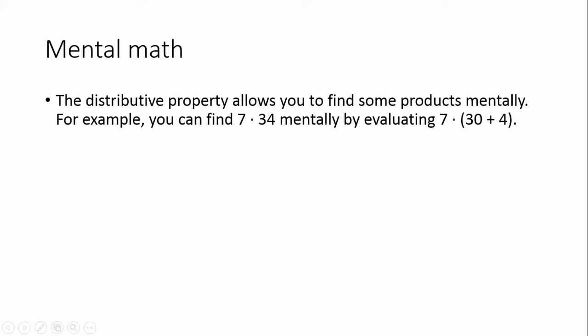Most of you could tell me pretty quickly that 7 times 30 is 210, and 7 times 4 is 28. Then if you're adding 210 to 28, you get 238. It's a little bit harder in your head to multiply 7 times 34 and be thinking, okay, 7 times 4 is 28, carry the 2, write the 8, then you have to do 7 times 3, add 2. So the distributive property can just be a faster way to do some mental math.